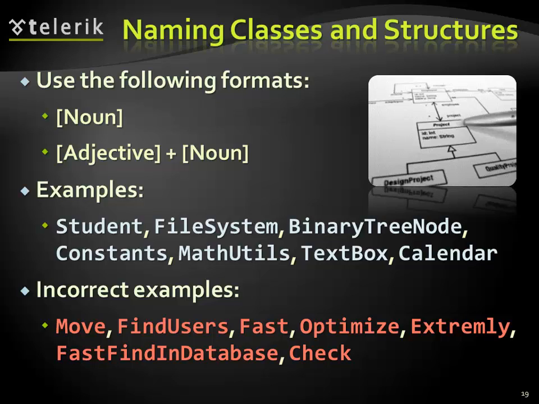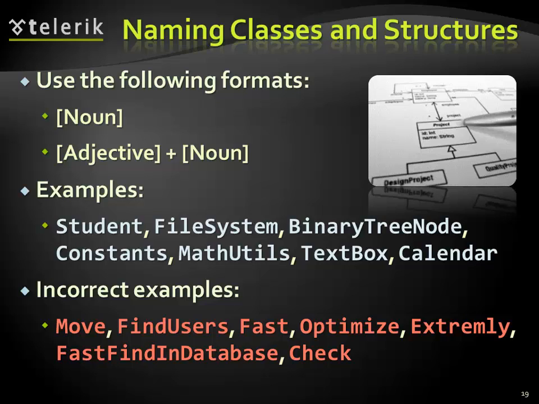And a few bad examples inappropriate for naming a class, like move. Well, move really represents an action, an activity. So it's not a subject. It can be called mover or anything around move that is a subject. Find users, again, this implies an activity. If you call it user finder, then that's more appropriate for a class or structure name. Fast or optimize are again inappropriate. In the case of optimize, which is more an activity and a good name for a method, but not for a class. To make it appropriate for a class, we might want to call it optimizer or some subject around optimization.